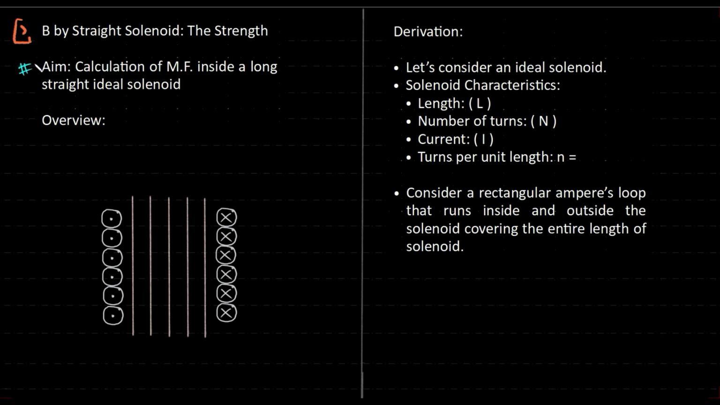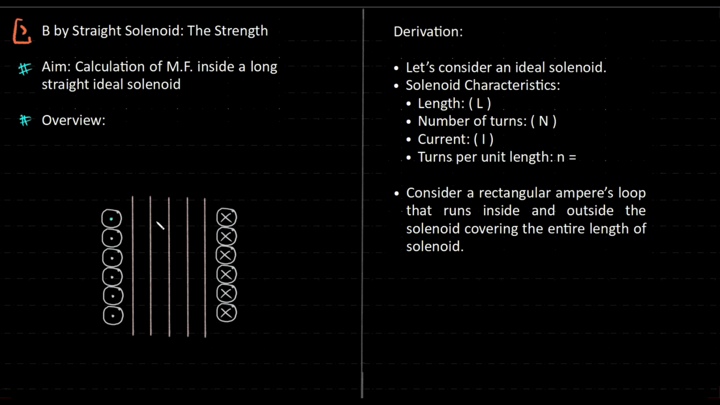So let's look at how strong a solenoid is. The aim is the calculation of the magnetic field inside a long straight ideal solenoid. The idea is quite simple. We'll take a solenoid and we have the current going out over here.